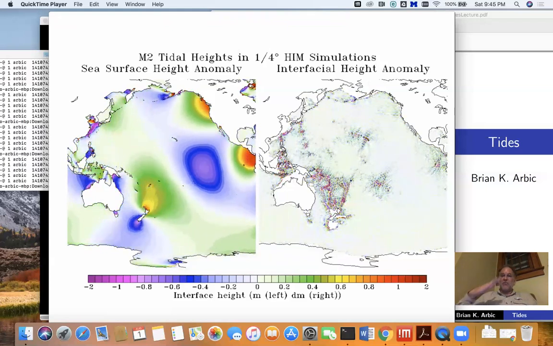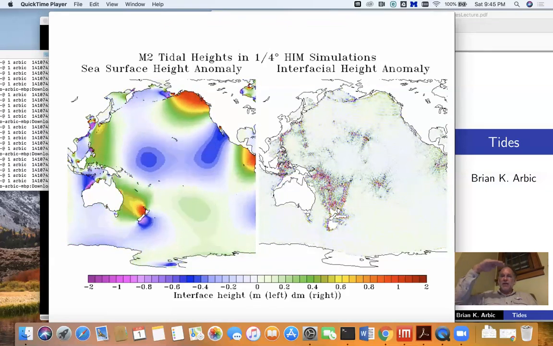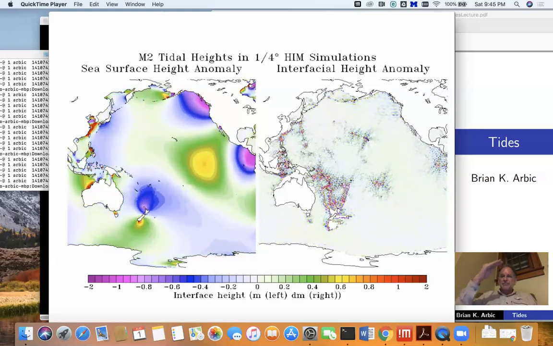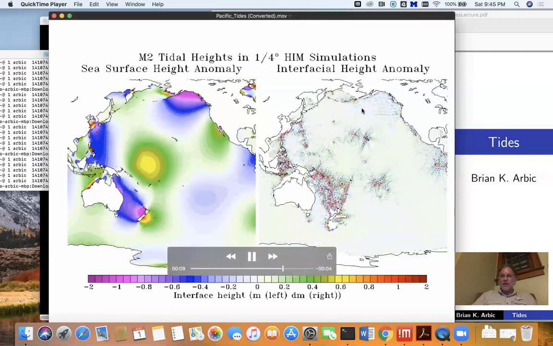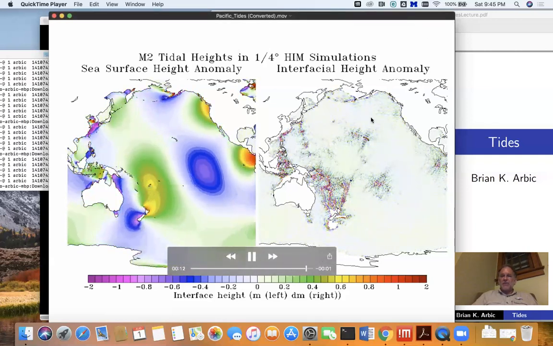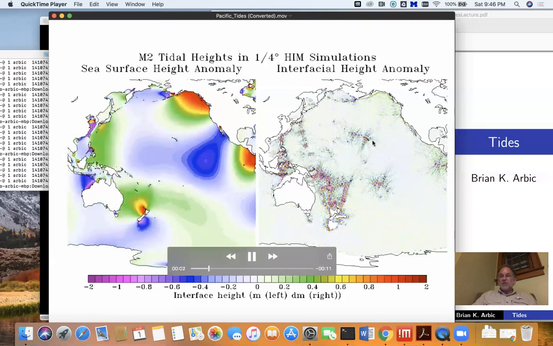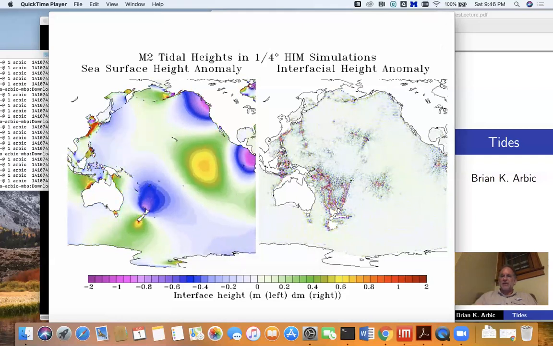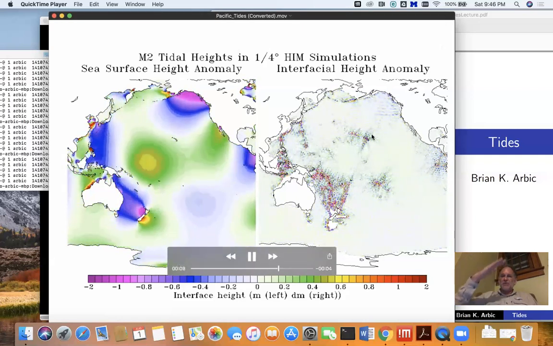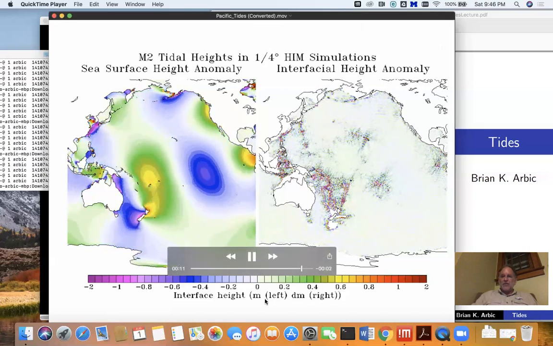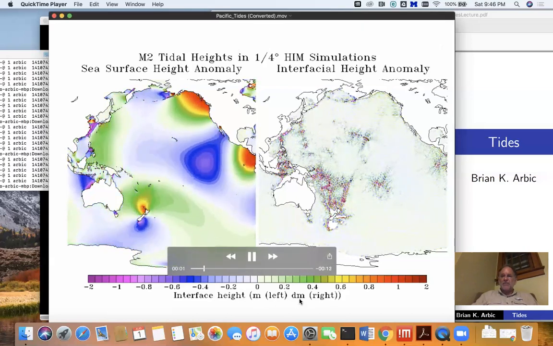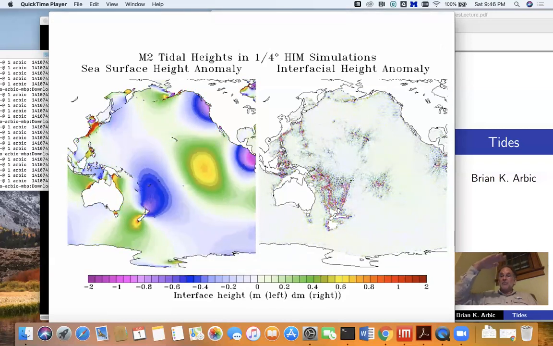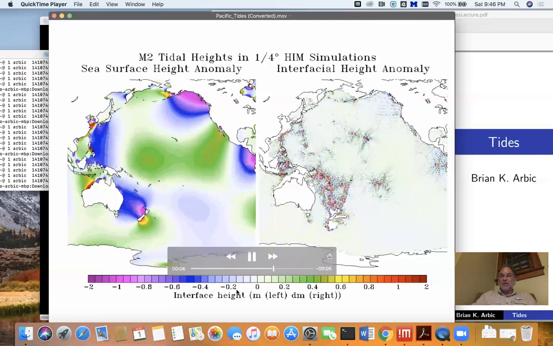So if you have vertical motions for the reasons I described earlier, that interface will move up and down at tidal frequency. And so that is what you're seeing on the right, the interfacial height anomaly. These are called internal tides. So this interface in this particular simulation was at 700 meters depth. So at 700 meters depth, that interface was moving up and down. Notice that the scale goes from meters to decimeters from left to right. So it's much larger vertical motions of that interface than you get at the sea surface.